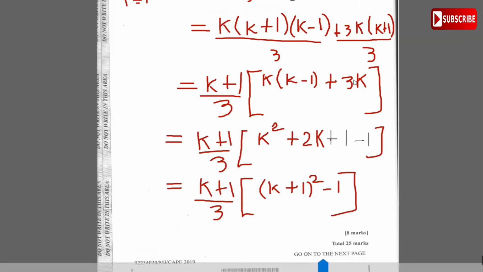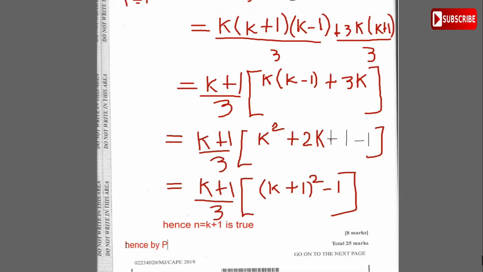Nice. So this gives us the result we're supposed to get. And so hence n equals k plus 1 is true. Since n equals k plus 1 is true, we can finally conclude, by PMI, the statement given is true for all natural numbers. So we've proven it now.